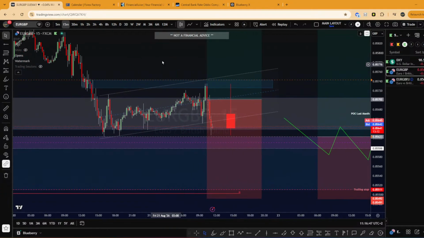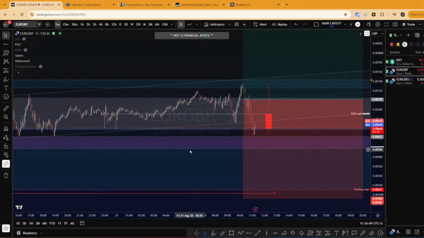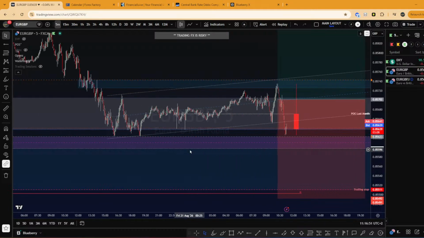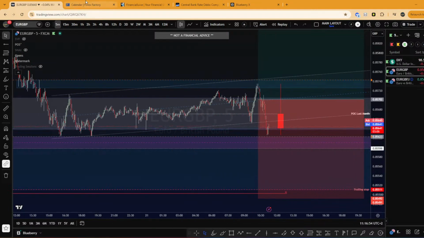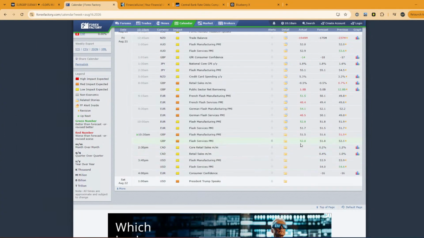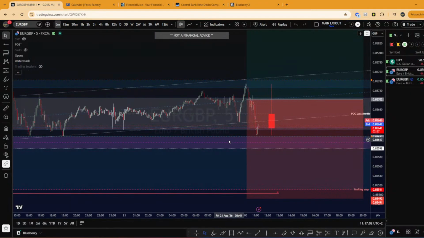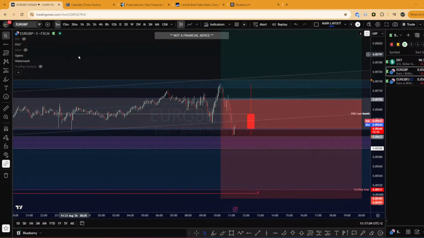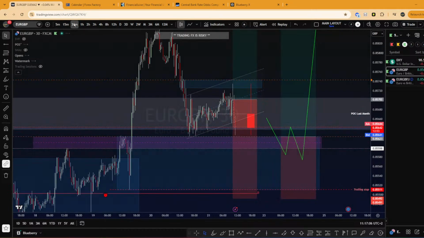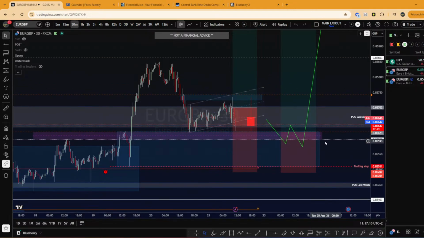Right now price is dropping, so maybe this is due to the recent PMI data on pound. But fundamentally, euro pound is bullish. At least at the moment, euro is fundamentally bullish compared to the pound.